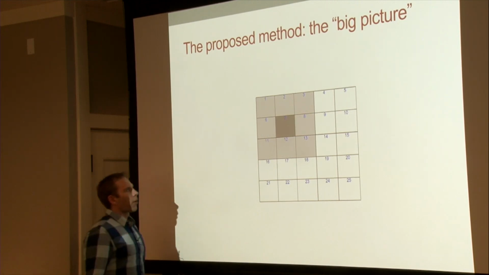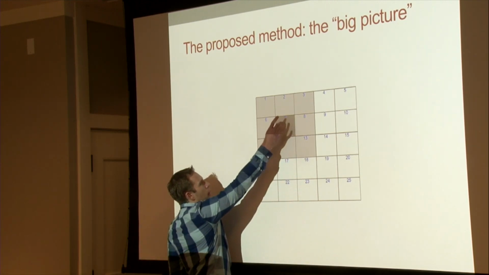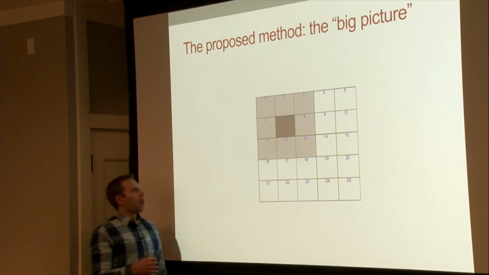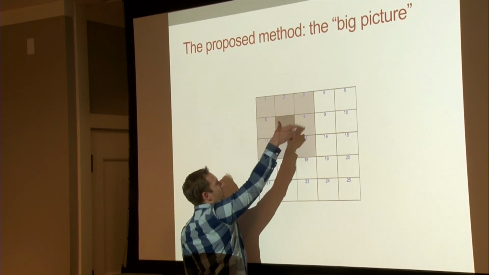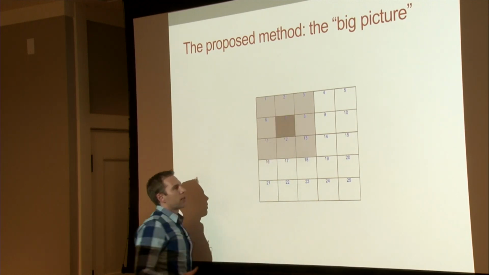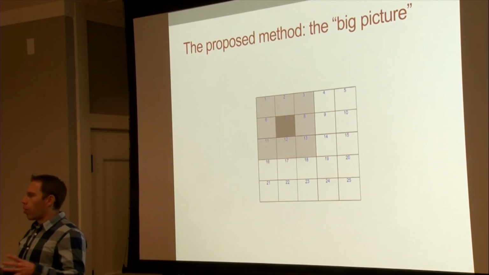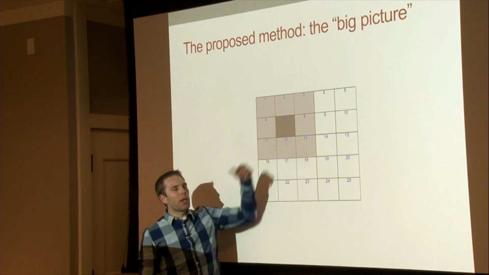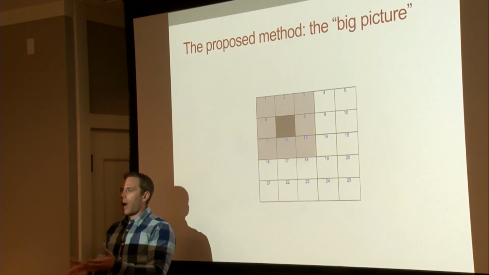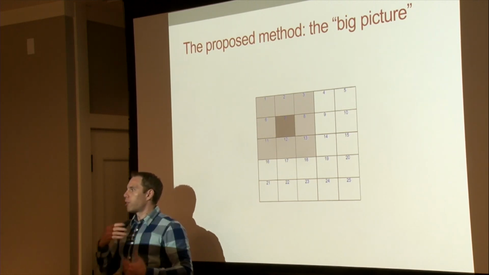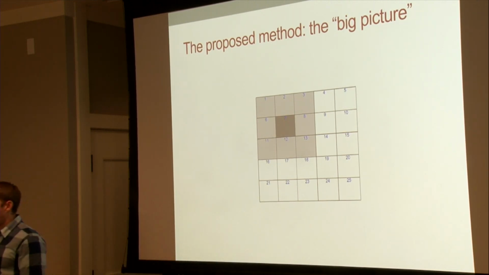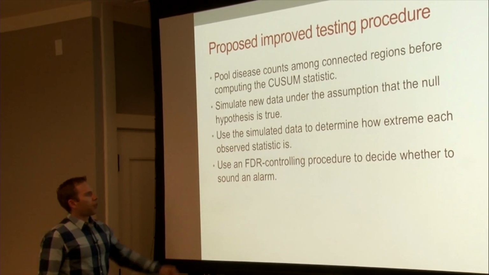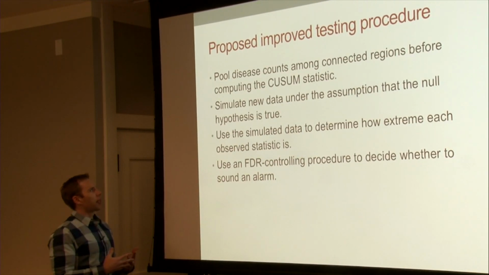So the big picture with what we're going to be doing is that if this was the region of interest, or at least that was what we're focusing on, what we're going to do is we're going to pool the counts, the disease counts from nearby regions, get this sort of aggregate measure over some spatial domain. And then once we do that, then we can apply this Q-sum methodology where we start aggregating the disease counts over time, assuming there's evidence of a disease outbreak. And once we do that, then we can apply these FDR controlling procedures to decide whether to sound the alarm.